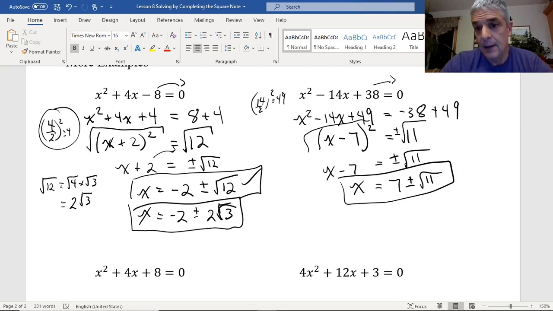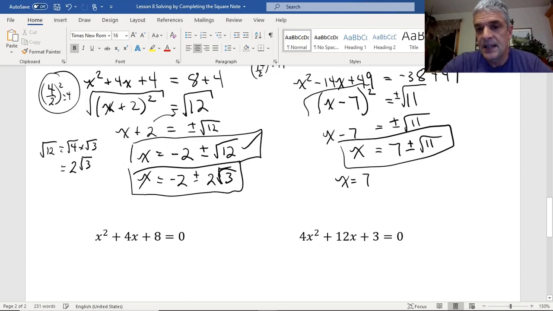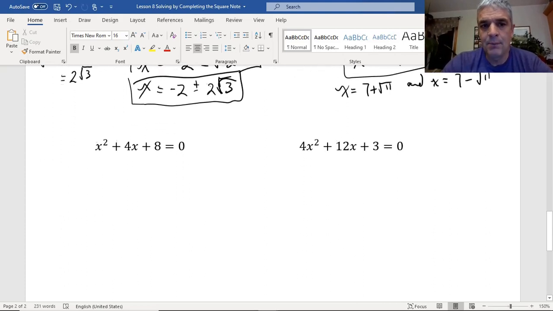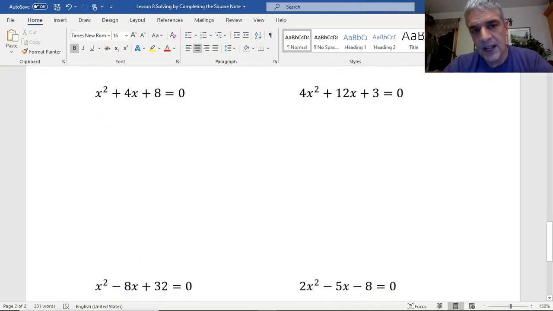And you're done. And by the way, that does represent two answers because it represents x equals 7 plus the root of 11 and x equals 7 minus the root of 11. So those are your two answers that you're essentially stating in one statement there. Okay, let's move down and do a couple more, a little bit more challenging ones. So all of these add different elements that I can help explain. So stay with me as we work through all of the examples.